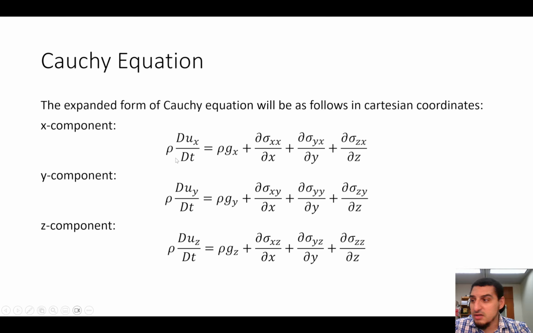This is the total derivative that we discussed a few videos ago. And that's all. It includes the stresses, normal and shear stresses. It includes the gravity. So this is the total forces acting on the body, and this can be taken as the summation of forces acting on the body.